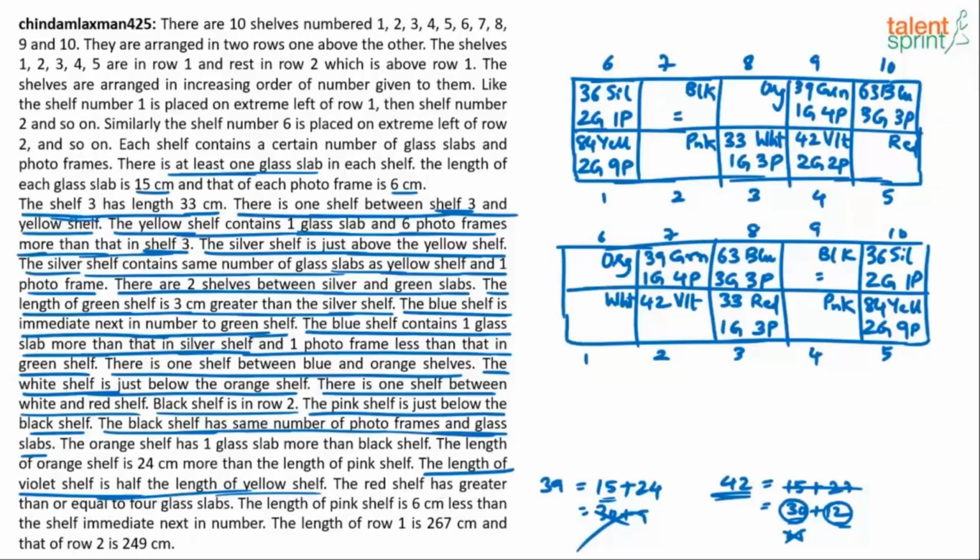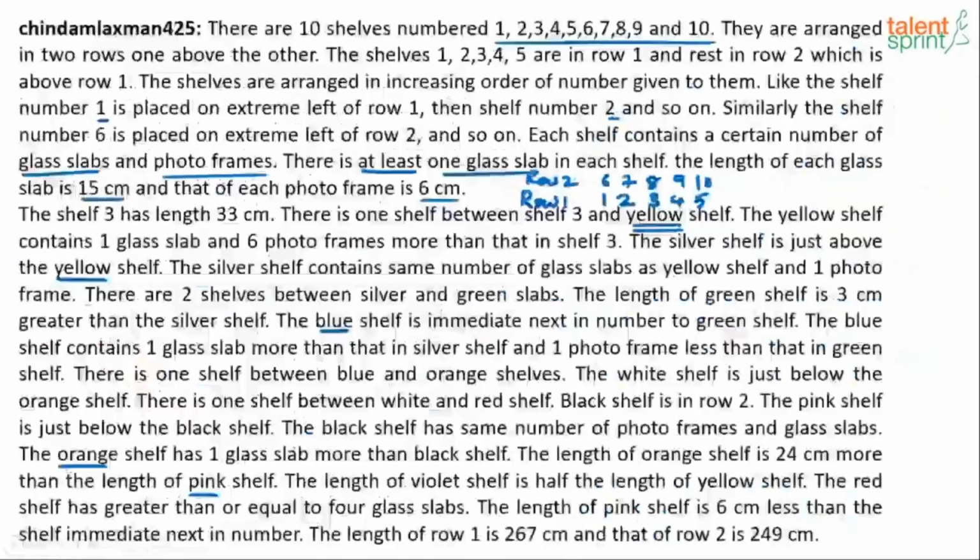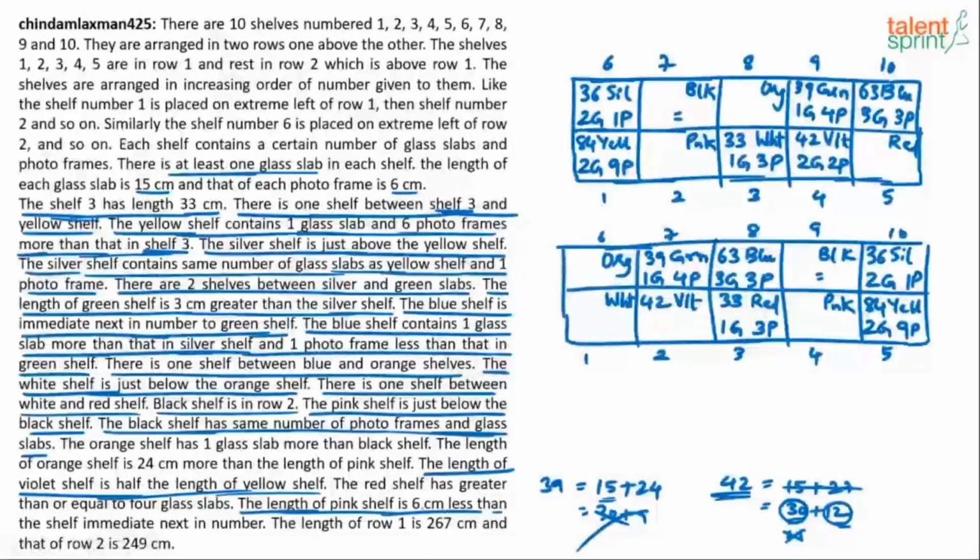Okay, so I think we can do this. The length of pink is 6 less than the shelf immediate next in number. So what comes immediately next to pink here? White. It is 6 less than white, it says. So 6 less than white meaning 33 will become 27. Here 6 less than yellow would mean 78. So 33 minus 6 or 84 minus 78.